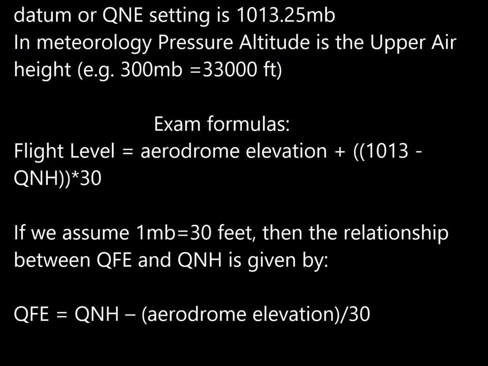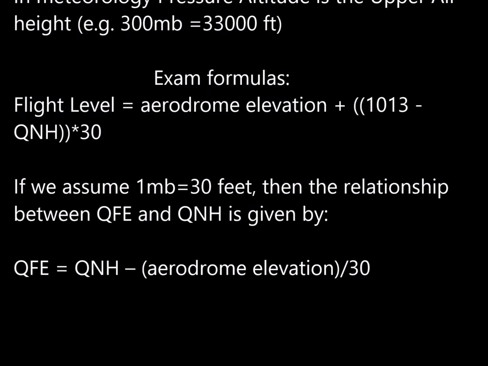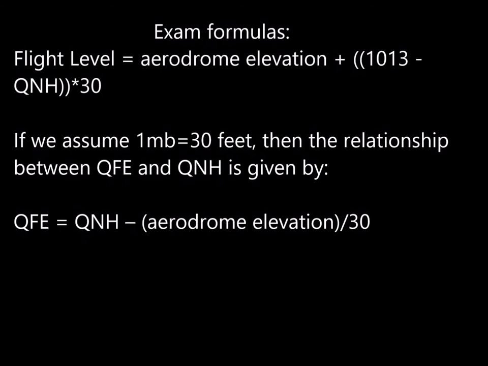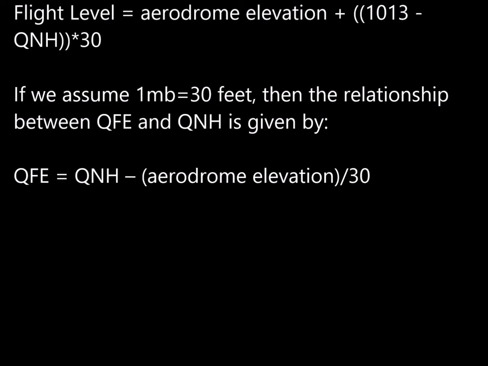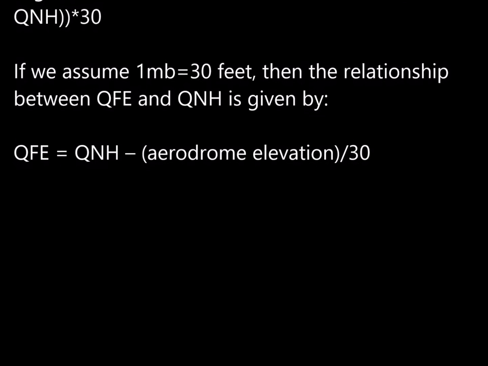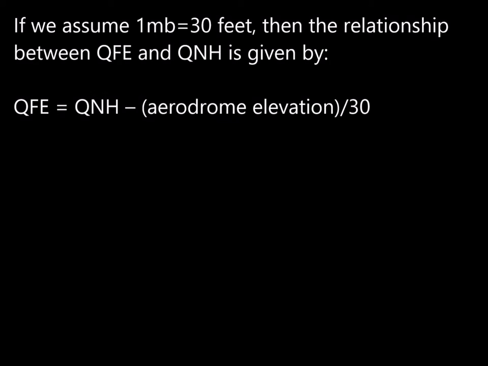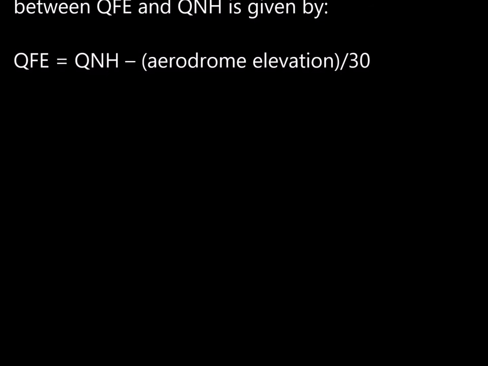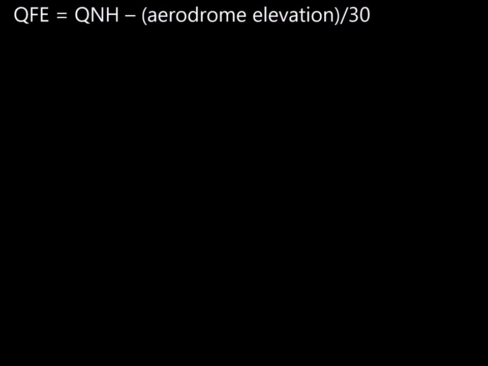Exam formulas. Flight level is equal to aerodrome elevation plus 1013 minus QNH times 30. If we assume 1 millibar is equal to 30 feet, then the relationship between QFE and the QNH is given by QFE is equal to QNH minus aerodrome elevation divided by 30.